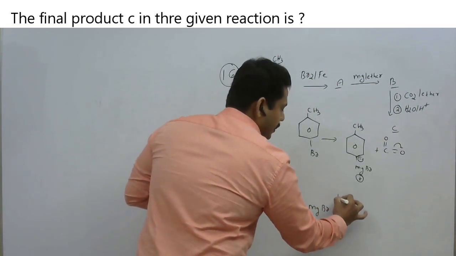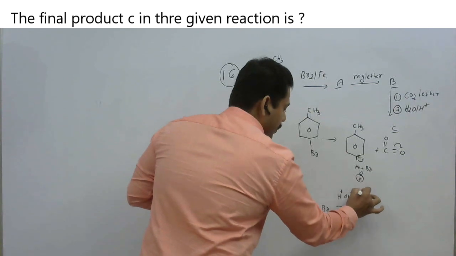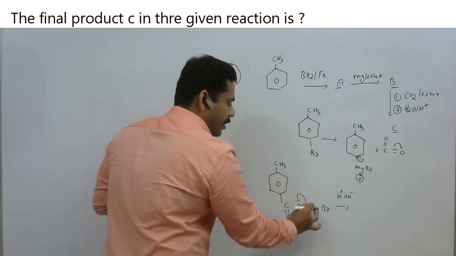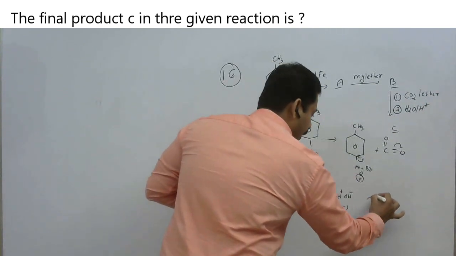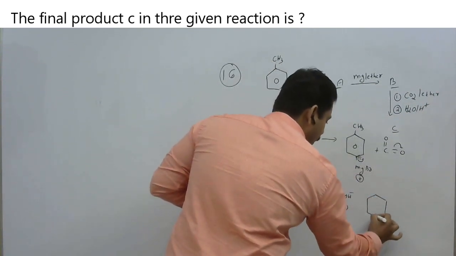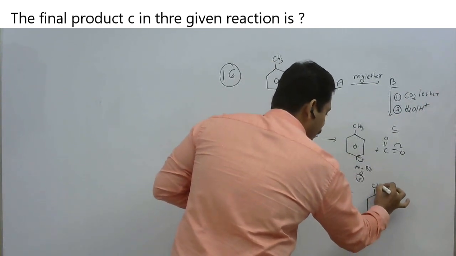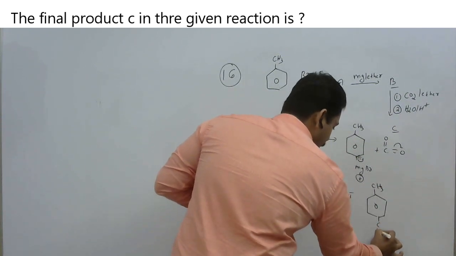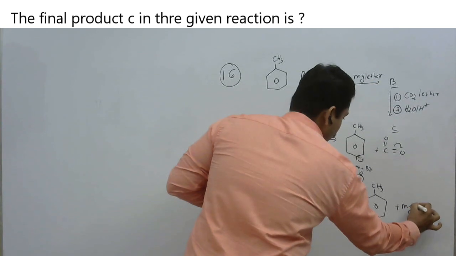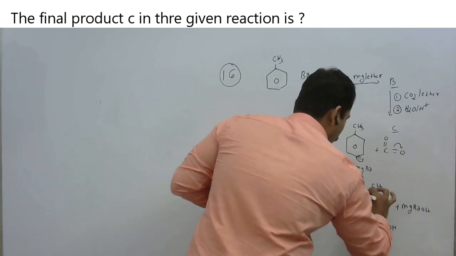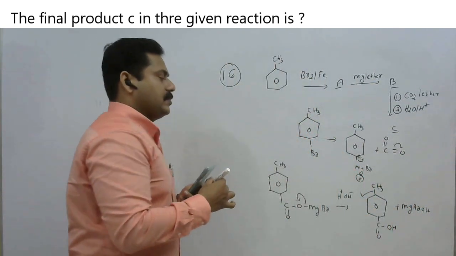Now the next step is the hydrolysis only. Here comes the O minus and MgBr plus; H plus will attack the negative, and finally you will get the answer like this. Here the CH3, here the C double bond O H, and the byproduct will be MgBrOH. So this is the correct answer.